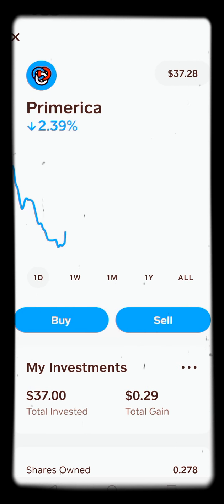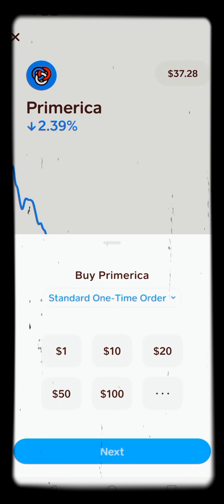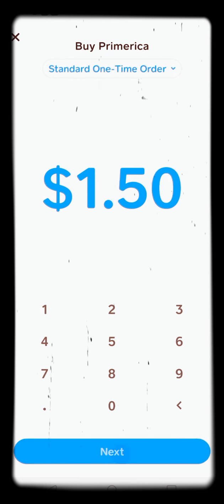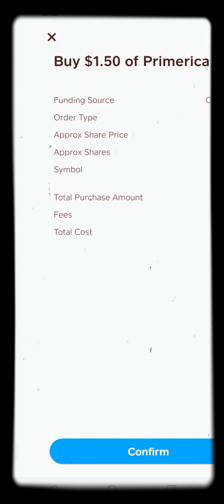Because they move very slow, all right? They're very slow movers. So I'm only going to put $1.50. Just going to go on profit, to be like 5% or something. It's nothing crazy.